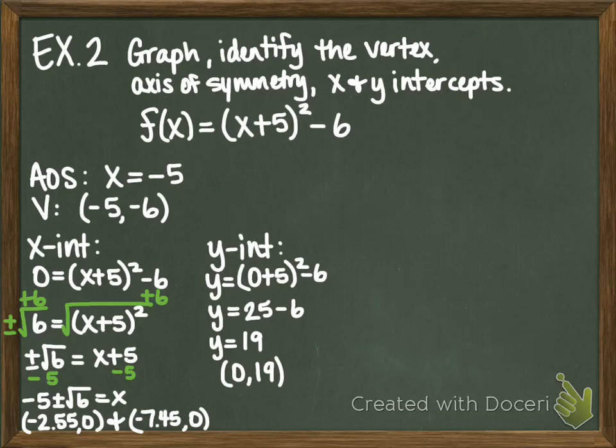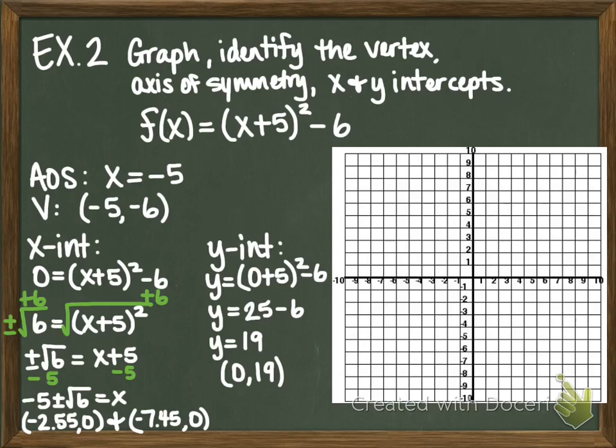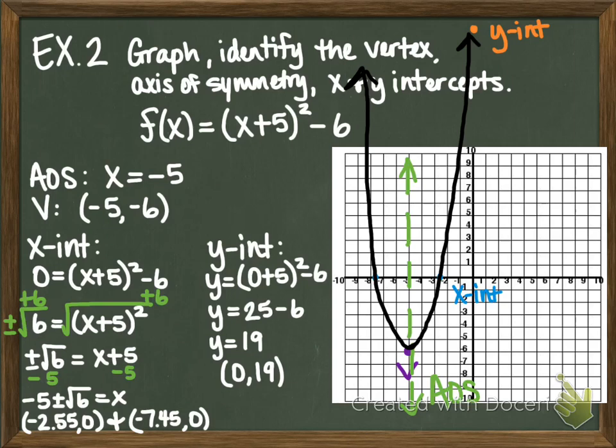Okay, so now that I have all of these, I can graph. We're going to start with our vertex at negative 5, negative 6. Our axis of symmetry should go through that line at negative 5. Our x-intercepts were negative 2.5-ish and negative 7.5-ish. And then our y-intercept was 0, 19, which is off the charts quite a bit, but we can go ahead and make it work on this one. So then I can look at these points and see that this parabola opens up.